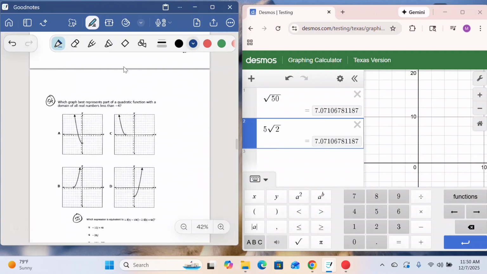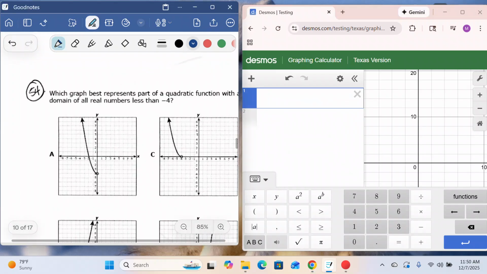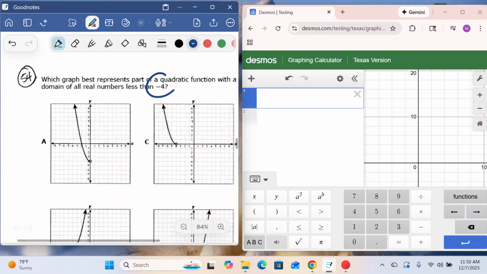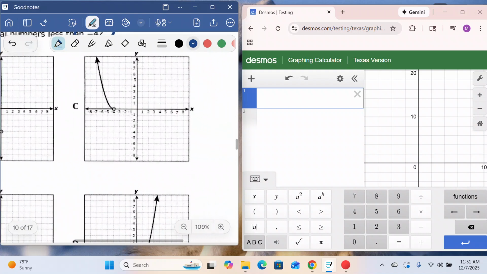Number 54 is an interesting one because they're asking you for the range. I don't have to use Desmos because they're asking you for range. Remember, the range is, wrong. They're asking you for domain. So the domain is the x here. So I'm looking for x being negative 4. Let's see if I can eliminate any one of them.